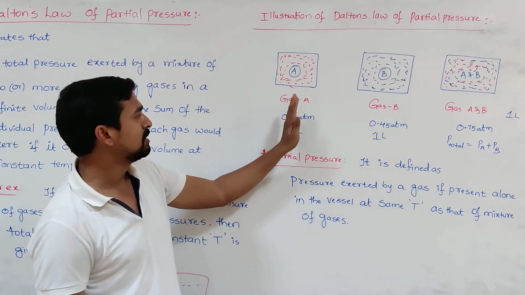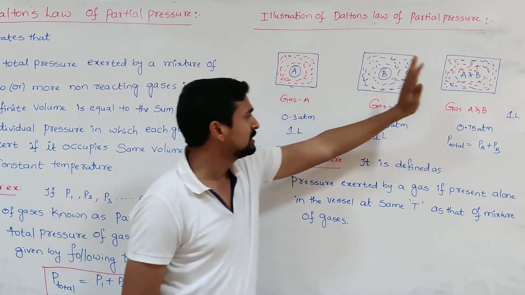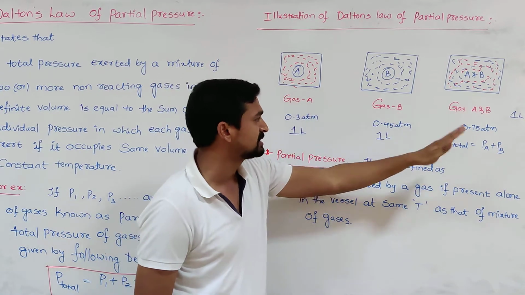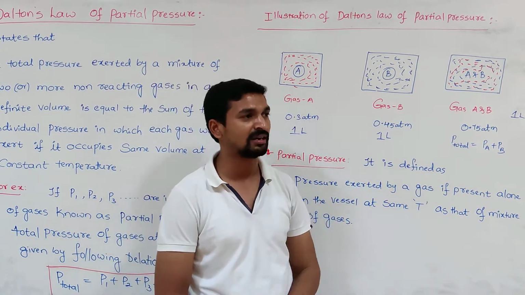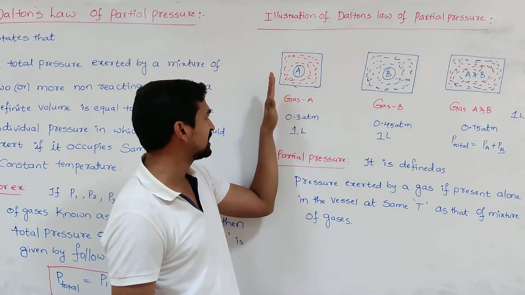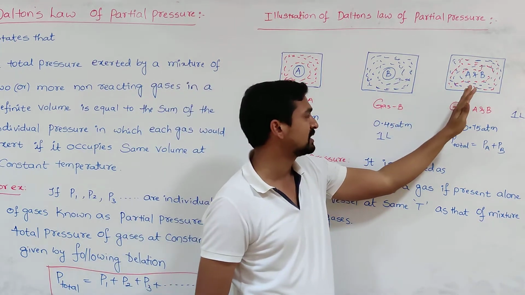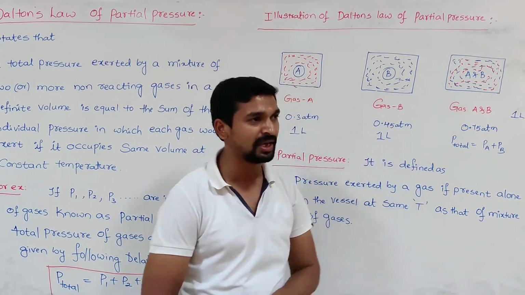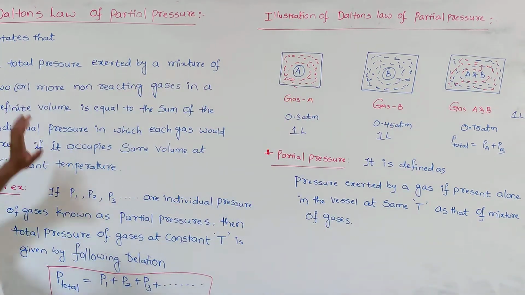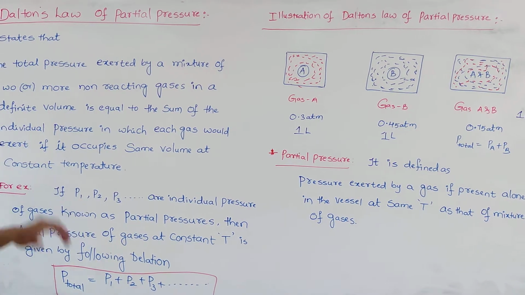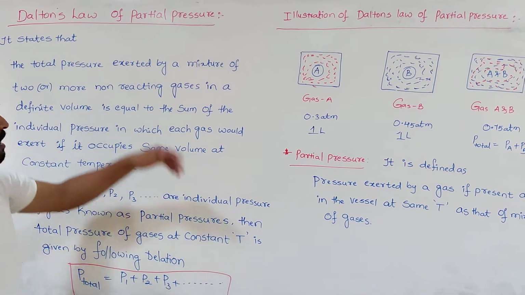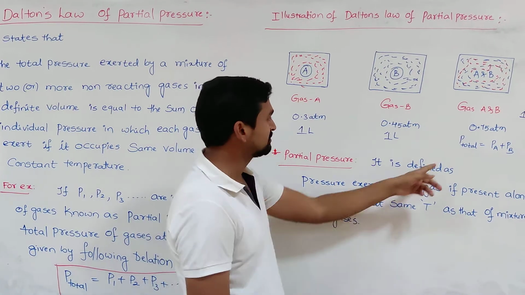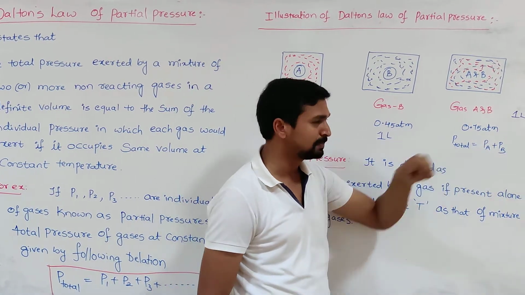So when moving from this container to this container, because the volume is the same and these two gases are non-reacting, whatever pressure is exerted here, the same pressure is also exerted when it is mixed with B. That was observed by John Dalton. This is called Dalton's law of partial pressure. That's why P total is equal to PA plus PB.